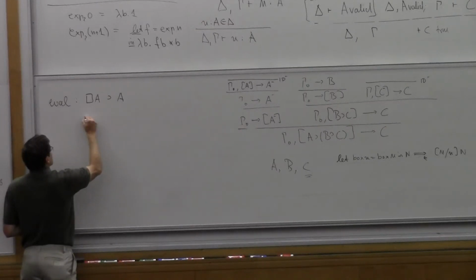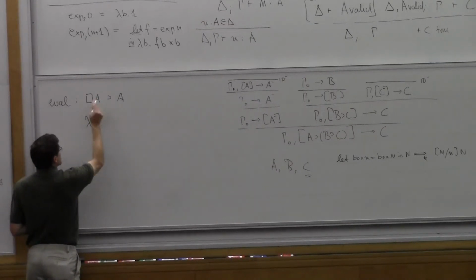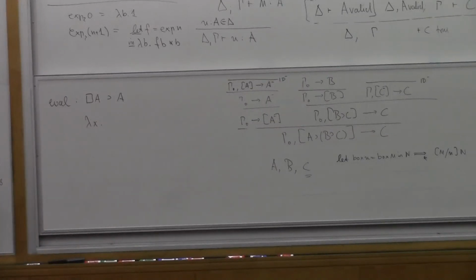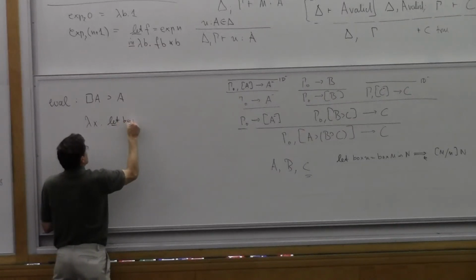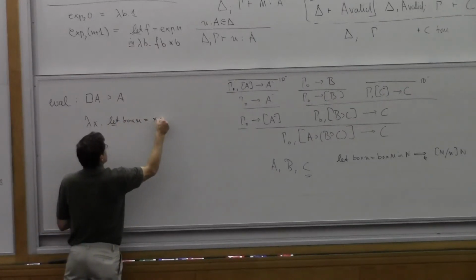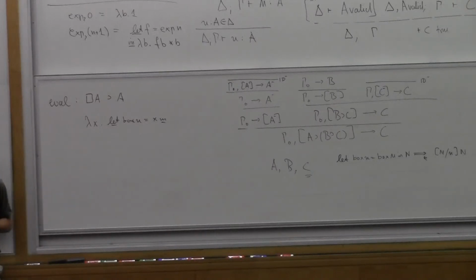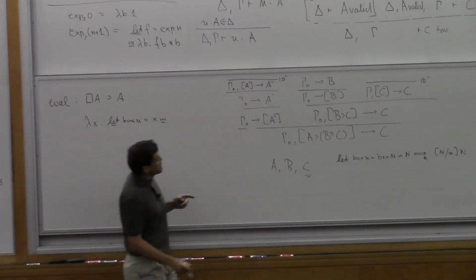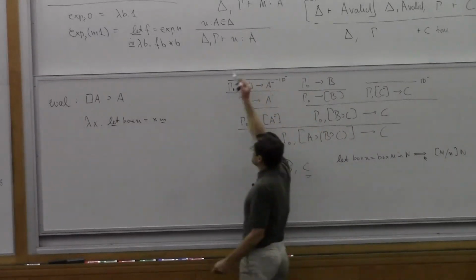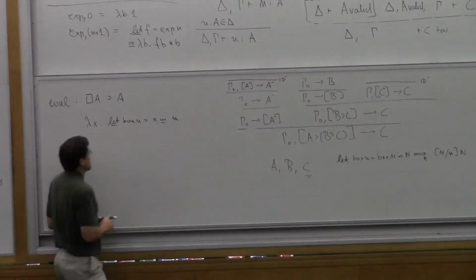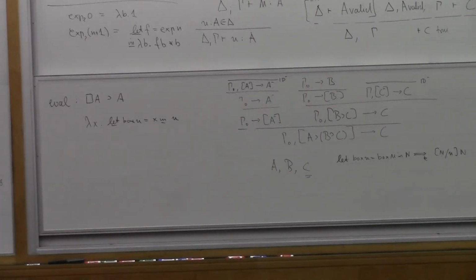Well, it's going to be lambda x, where x is type box A. How do we get something of type A? It has to be a let because we have to eliminate it. Let box of U equals x in U. And that's okay because we have a variable rule somewhere here that we can use. So that's evaluation. We can evaluate a quoted expression.